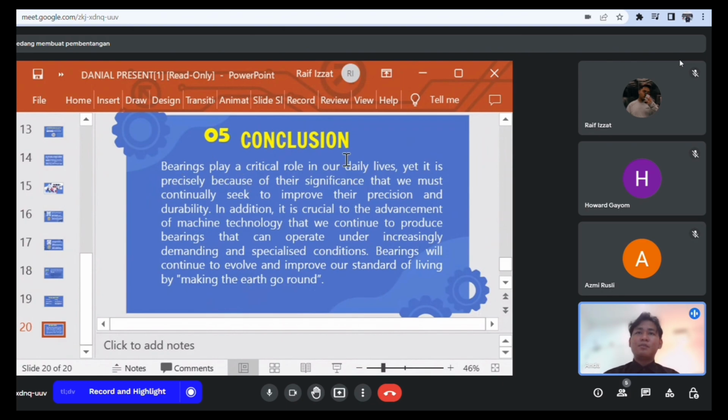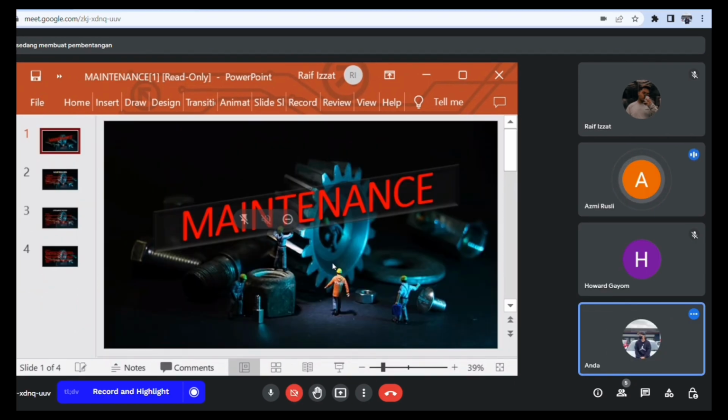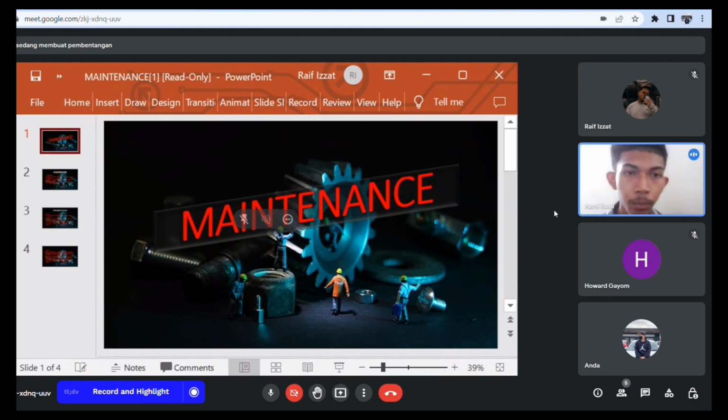So next I will pass to the next presenter, Azmi bin Rusli. Okay. Hi, my name is Azmi bin Rusli. Today I will present about maintenance. Next slide.